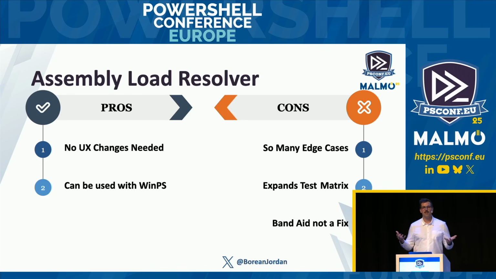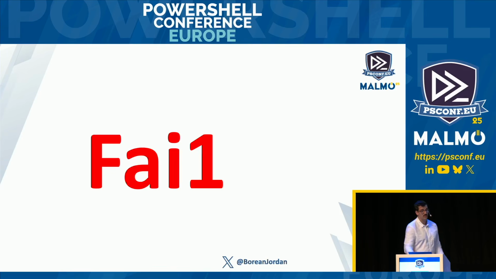It expands your test matrix. So now you need to contend with, is this version assembly installed? Is this one installed? And what happens when they interact with each other? I've got dependencies on dependencies. There's so many different permutations that you need to try and deal with, try and get it working. And even then, it may not work all the time. So it's a band-aid, not an actual fix. So out of 10, I rate this a 1. Essentially, it's a fail.